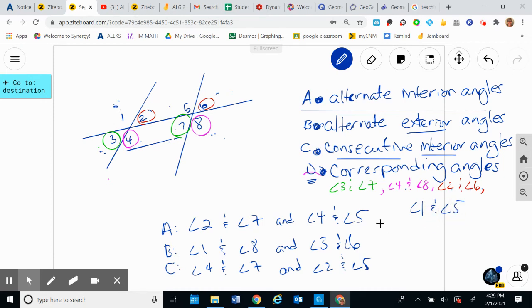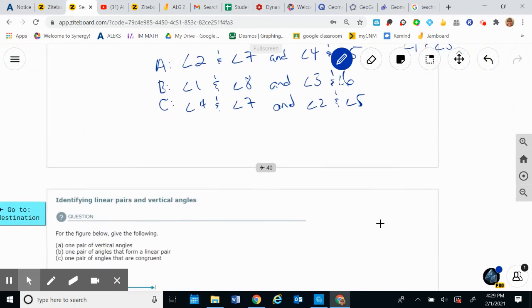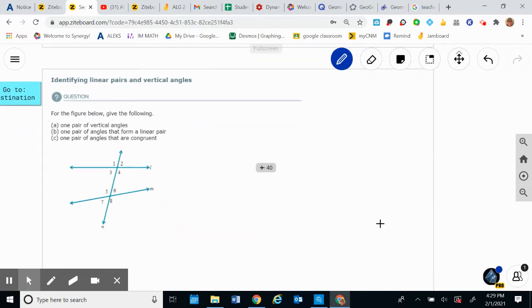All right. So again, this is just vocabulary. So that's where that Quizlet is going to help you guys. So it says name 1 pair of vertical angles. That would be 1. This would be another. Any opposite of the V. Vertical angles form a V. Vertical. Do you see the V? Okay, 1 pair of angles that form a linear pair.